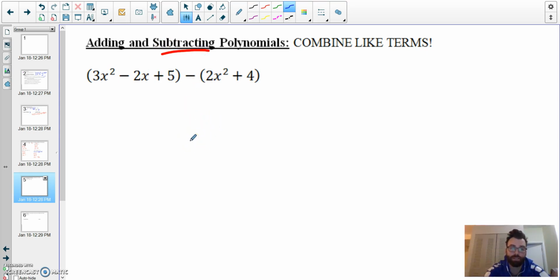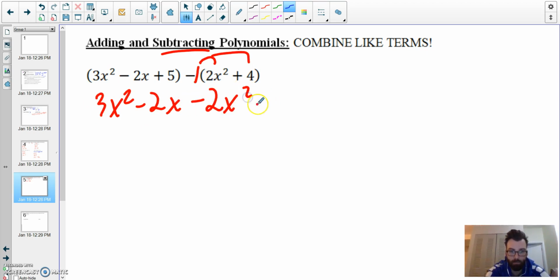The biggest thing when doing this, we have to be careful when subtracting polynomials specifically, because a lot of us make this mistake. If we subtract, it's like distributing a negative 1. So minus 2x squared minus 4. We need to be very careful with that. A lot of us make the mistake of forgetting to subtract the 4, so be very, very careful that you do not write this as plus 4, because we are subtracting the entire set of parentheses.